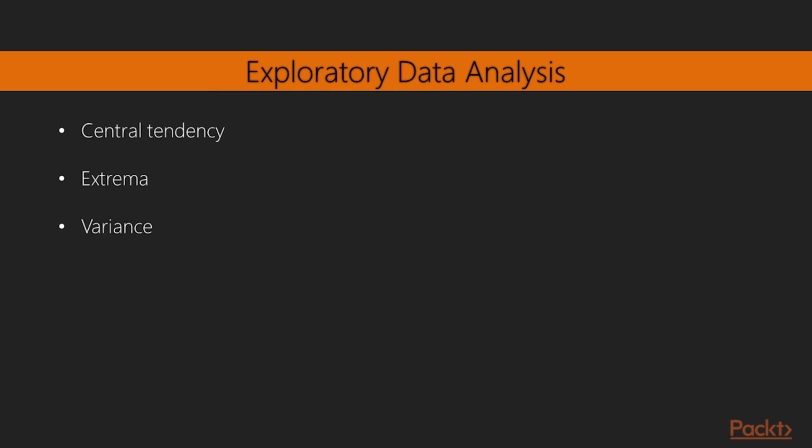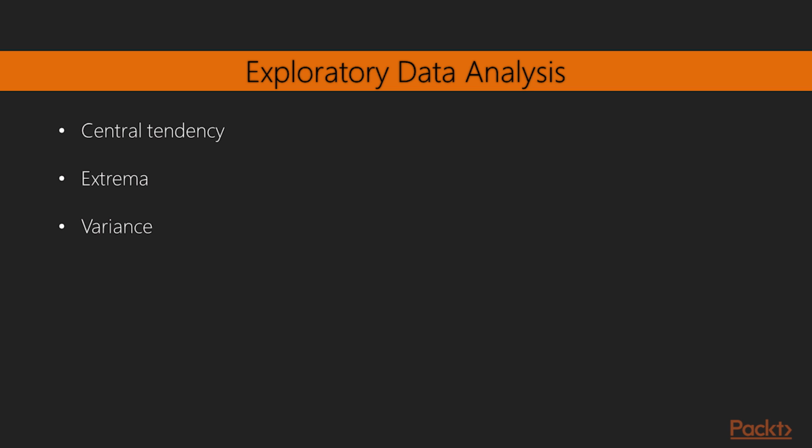A great deal of exploratory data analysis, that is, EDA, involves getting a summary of the data. There are several kinds of summary that might be interesting, like these three. First, central tendency. Values such as the mean, mode, and median can characterize the center of a set of data. The next is extrema. The minimum and maximum are as important as the central measures of some data.